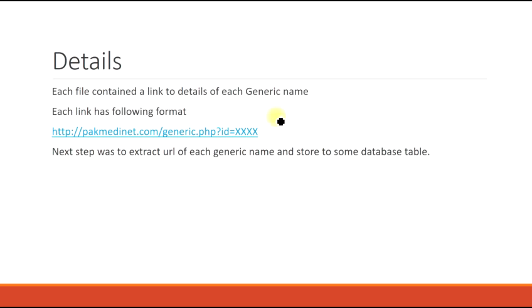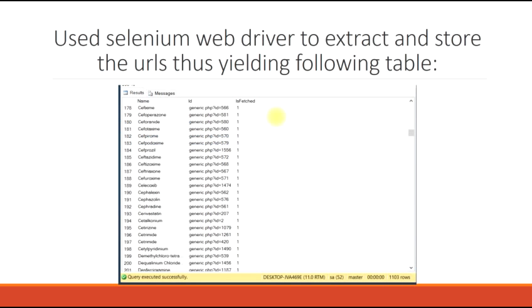So the next step was to extract every link and then store it in a database table, which I did. And here's a look at my query result after storing all the generic names and the part of the URL that we require in a relational database.